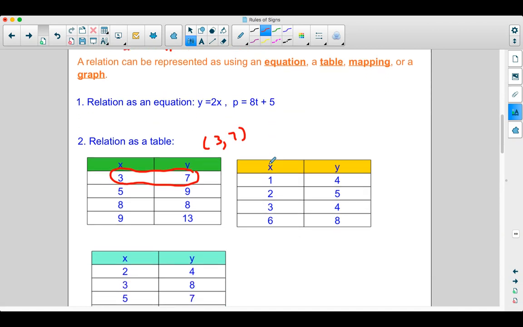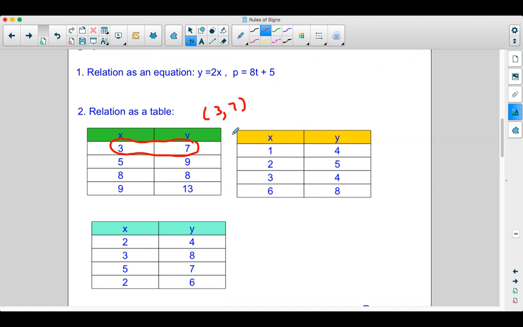Now let's look at these relations and see if any of them represent a function. One easy way to decide if it's a function is to see if the input is repeated. I see 3, 5, 8, 9. I don't see the same input repeated twice in any of them. So that means this one is a function, because every input has exactly one output. Each one of these has exactly one output. So this is a function.